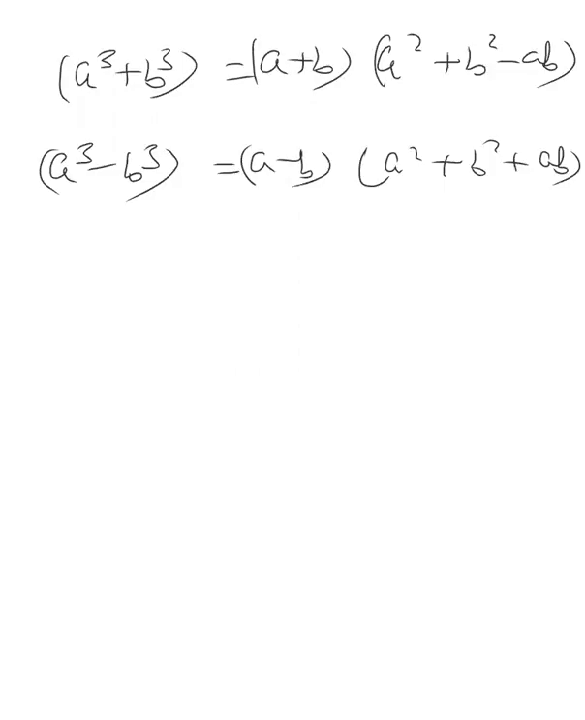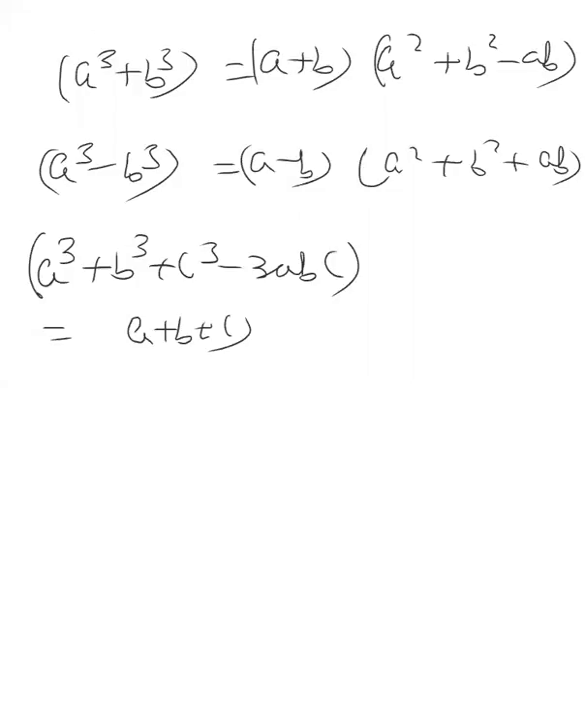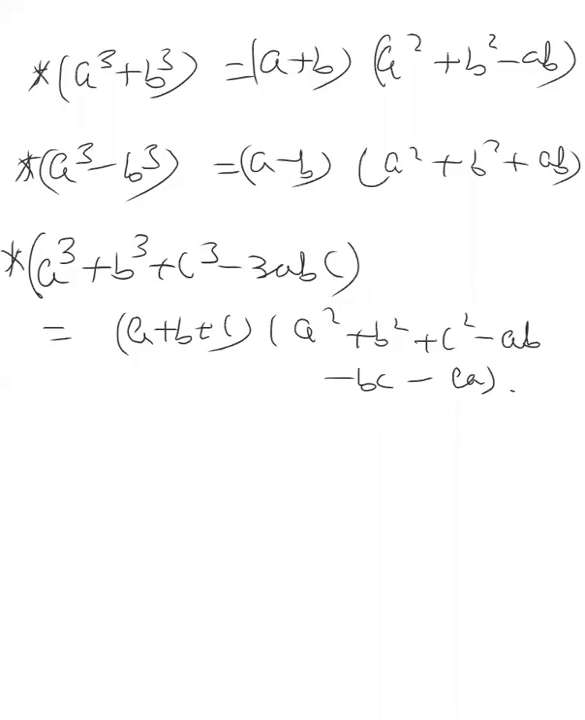Like for competitive examinations, you can use this formula also. A cube plus B cube plus C cube minus 3ABC is equal to (A plus B plus C) into (A square plus B square plus C square minus AB minus BC minus CA), right? Note down, please.